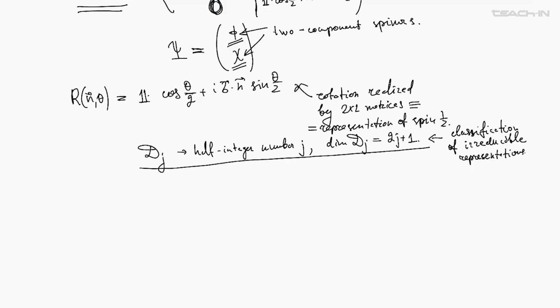And what we are talking about here is a classification of irreducible representations. In other words, representations which do not have invariant subspaces inside. And so in this way, they cannot be reduced any further. They are already irreducible. Okay, and this is exactly the classification I'm talking about here. It's a classification of irreducible representations.